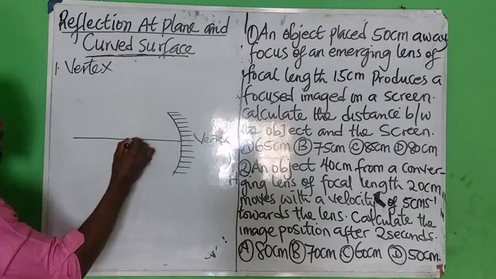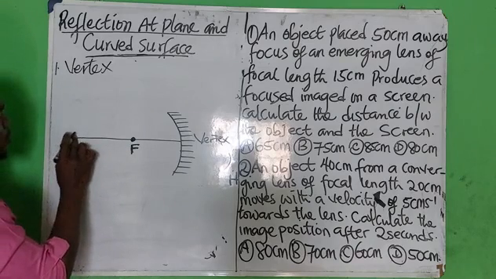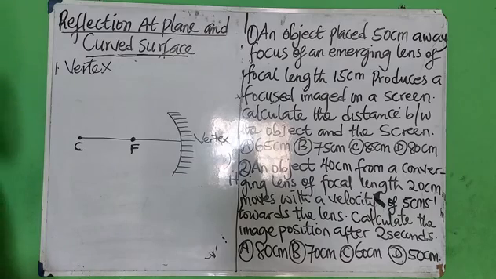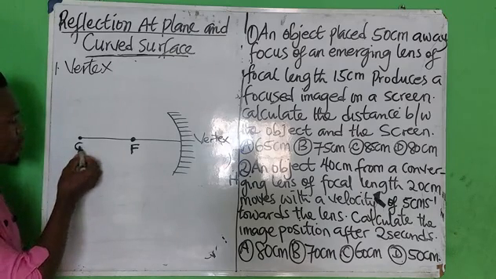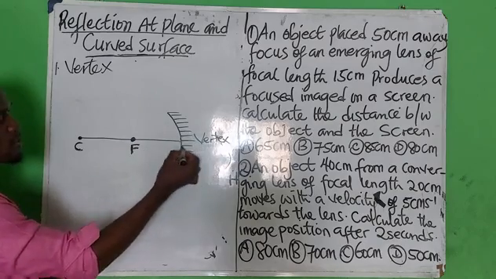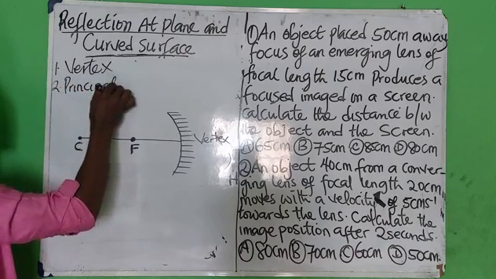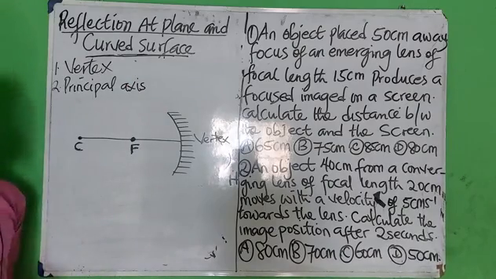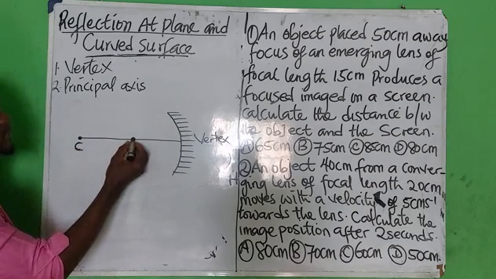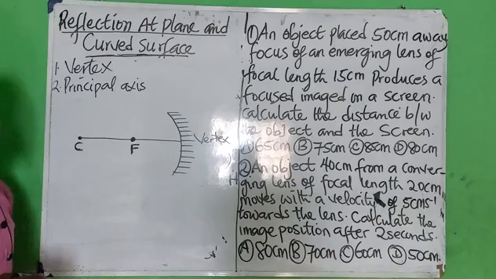I'll draw a line. This point I'll consider my principal focus, and this point I'll call the center of curvature. Now the imaginary line that joins the center of curvature and the principal focus to the vertex of the mirror is called the principal axis.